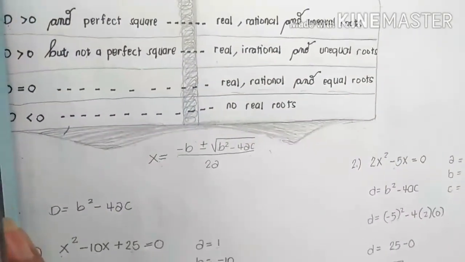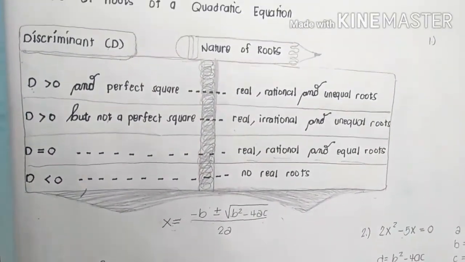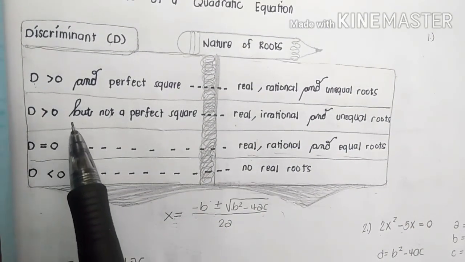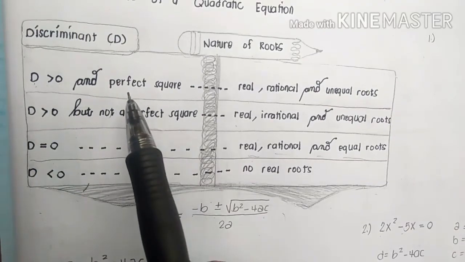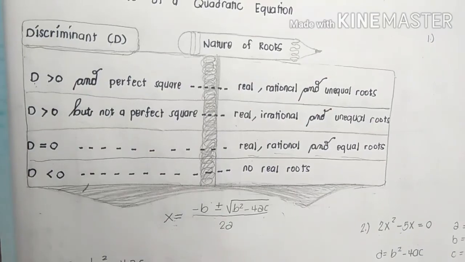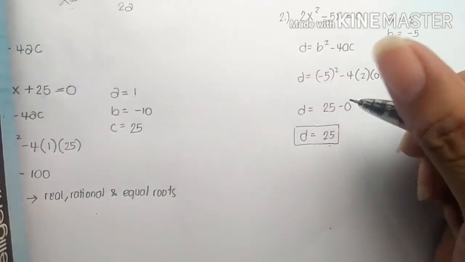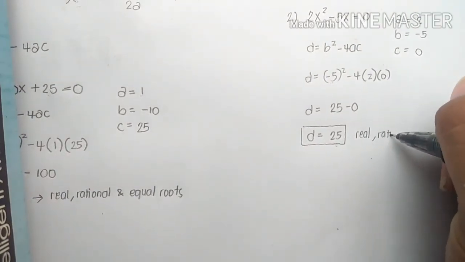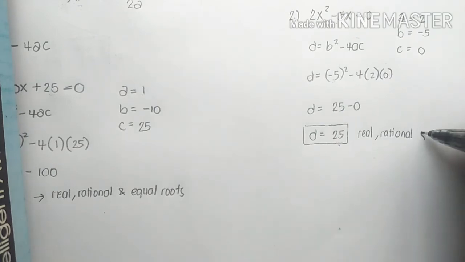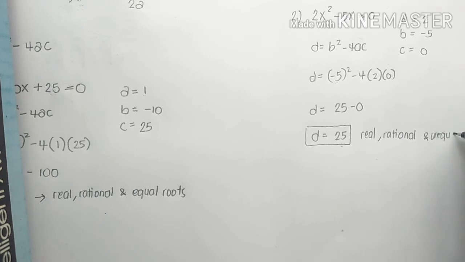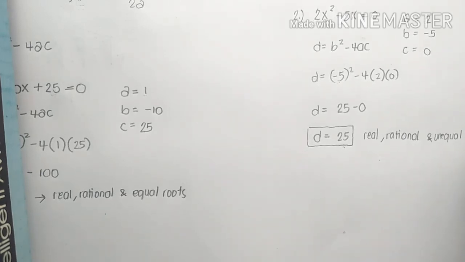So it says here again, if the discriminant is greater than 0 and a perfect square, then this is real, rational, and unequal roots. So let's write it here: this is real, rational, and unequal roots.